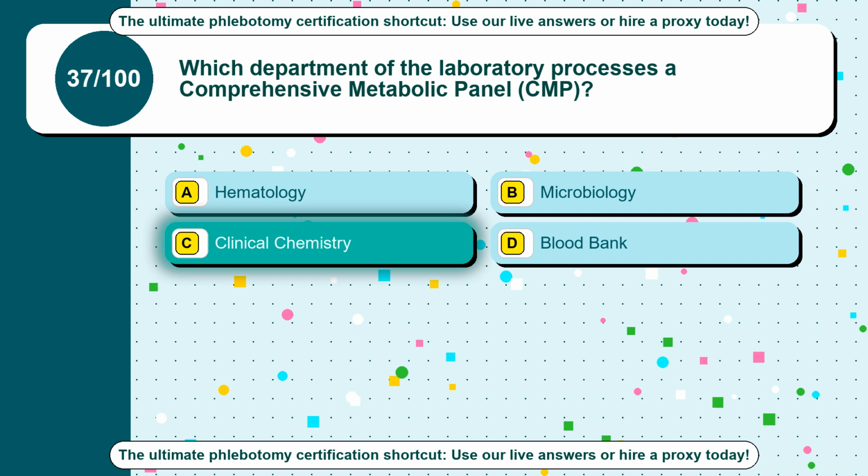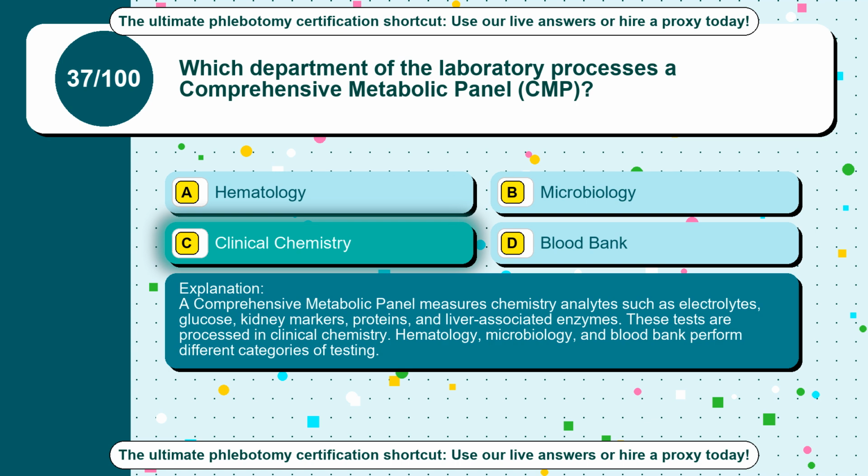Clinical chemistry. A comprehensive metabolic panel measures chemistry analytes such as electrolytes, glucose, kidney markers, proteins, and liver-associated enzymes. These tests are processed in clinical chemistry. Hematology, microbiology, and blood bank perform different categories of testing.